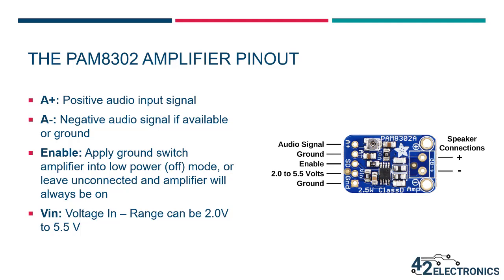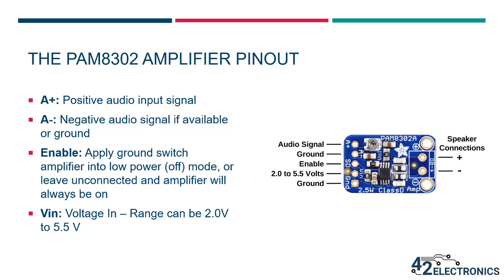Okay, so let's walk through the pinout for the amplifier. There are 7 to go through, so we'll do part of them here and part of them on the next screen. First we have the positive audio input signal. The A negative is the negative audio signal if available, or ground. See those two there on the left, the first and second one. Let's go down to the third one.